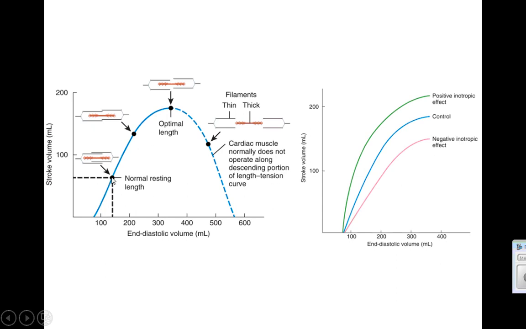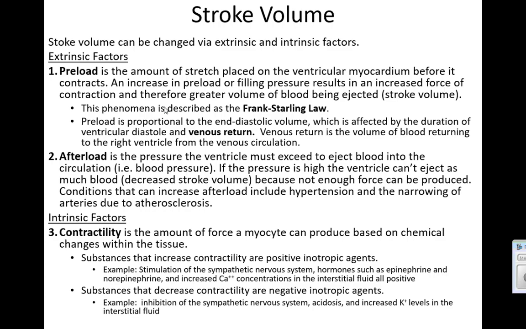At normal resting length, stroke volume is pretty low. But by stretching the muscle more, stroke volume goes up because the contraction is stronger. Okay, so any increase in preload increases stroke volume, as you can see over here on the board that I wrote down at 9 o'clock. This phenomenon is described as the Frank-Starling law.